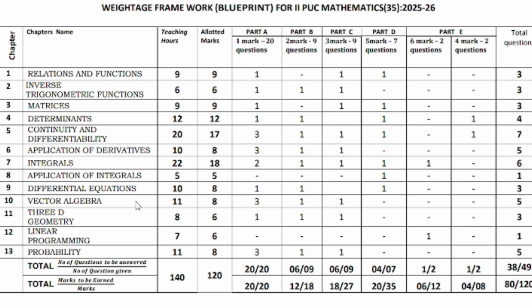Differential equations is 8. Vector algebra is 8. 3D, that is three dimensional geometry, is 6, linear programming is 6, and probability is 8. You can see where it is marked for 3 mark questions and all. I'll cover most of all the concepts.